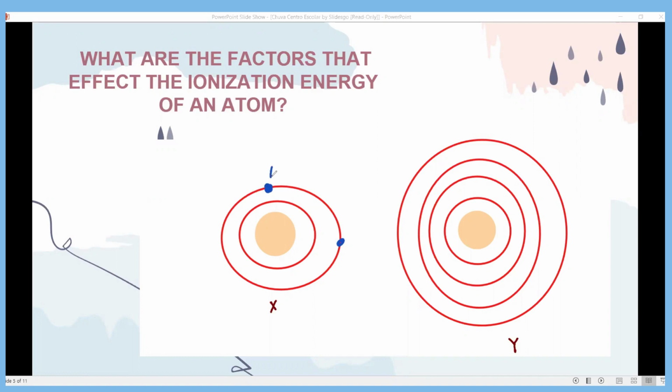Removing this electron requires greater energy compared to removing the outermost electron of the atom Y. Since this is closer to the nucleus, the electrostatic attraction is going to be greater compared to the attraction of the atom Y for its outermost electron, because the atomic radius of atom Y has increased. So the second factor that affects the ionization energy is the size of the atom, in other words, the atomic radius of an atom.